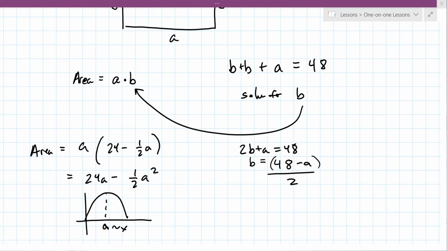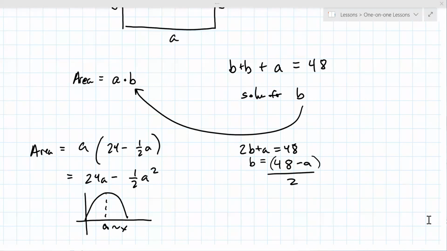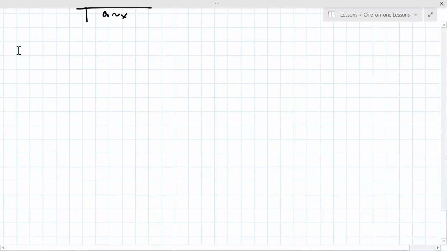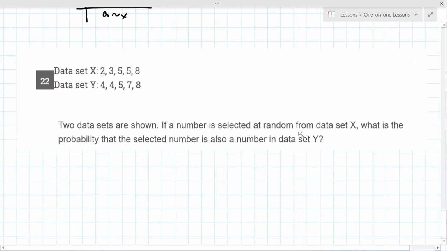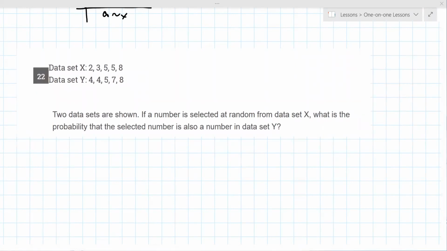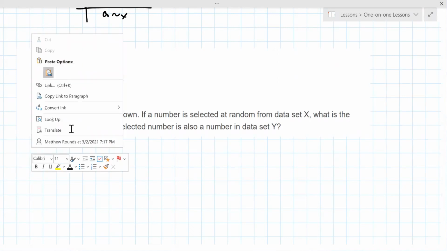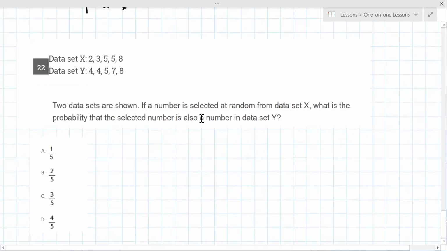So snip. All right. Two data sets are shown. Oh, I didn't give you the answers. These are the worst. The answers are here. Let me get those real quick. Well, probably the worst because I don't know how to do them, but yeah, if a number is selected at random from data set X, what is the probability that the selected number is also in data set Y?